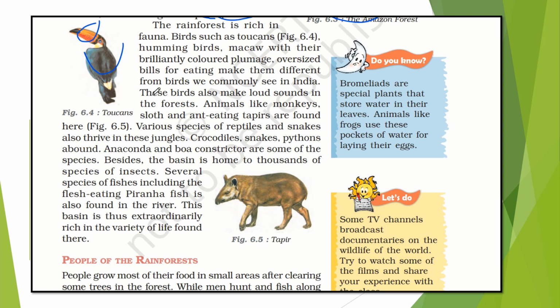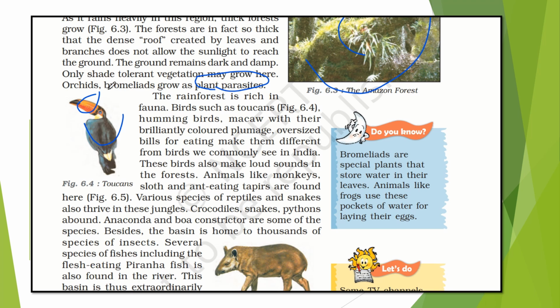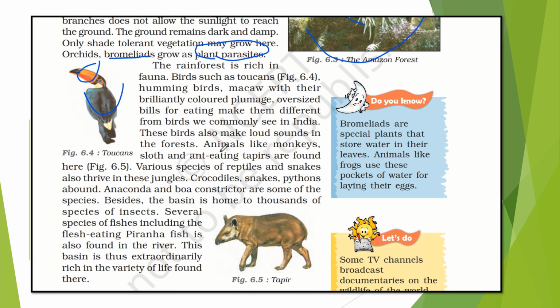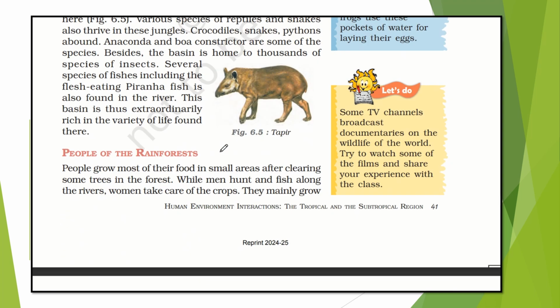Here we have just seen about the bromeliads. This is the type of plant which stores water in its leaves. Animals like frogs use these pockets of water for laying their eggs.